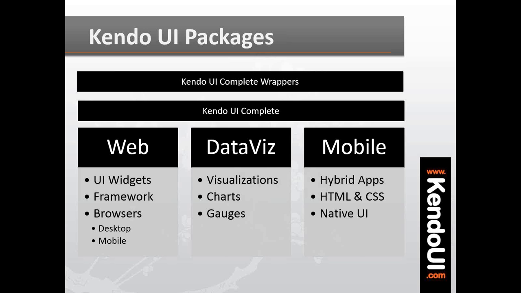So we pretty much have 3 packages within Kendo UI. Kendo UI is a brand name, and Kendo UI Web is a web package which contains the UI widgets for web controls, frameworks, browsers, and all this stuff. The Data Viz package contains visualizations like charts and gauges. The Mobile package contains the hybrid apps, HTML and CSS based, and the native UI. It renders like a native UI. So we have a package known as Kendo UI Complete, which gives you everything.